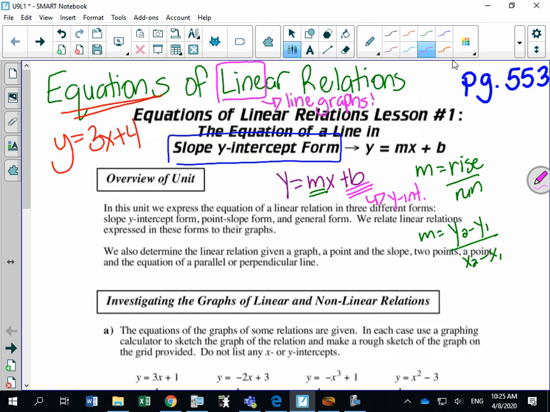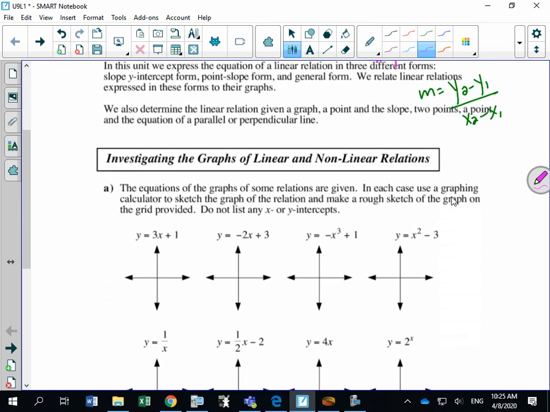For example, if I gave you y is equal to 3x plus 1, this is written in the form of y is equal to mx plus b. And from that equation I could ask, what's the y-intercept? The y-intercept, remember, is that b value. So the y-intercept for this equation is 1. So this graph is going to go through 1.